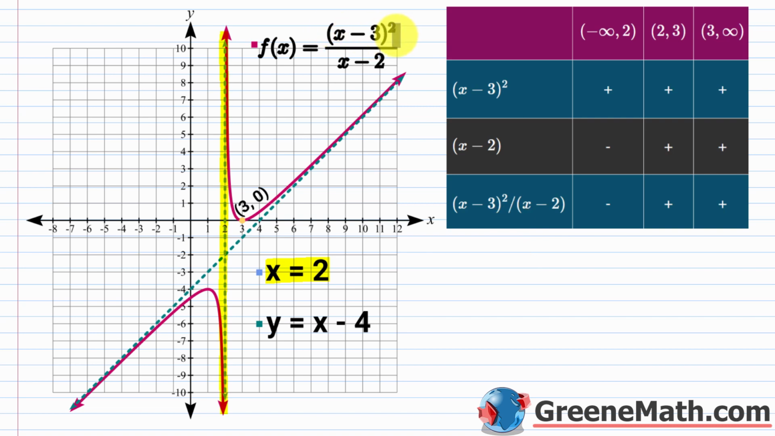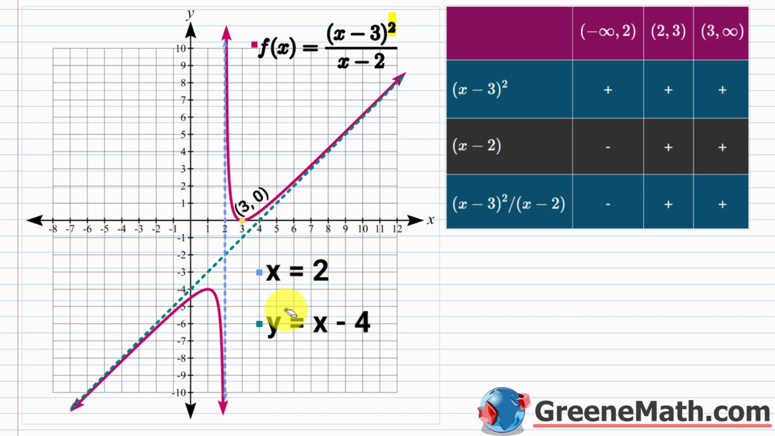So you have x minus 3 quantity squared equals 0. You solve that, you get x equals 3. So that's why you're going to have this (3, 0) here. Now, because the multiplicity of this guy is going to be 2, because the exponent there is 2, you're not going to have a sign change from one side of this guy to the other side. So when your graph goes to this (3, 0), it's going to touch and then turn around. It's not going to cross through the x-axis.